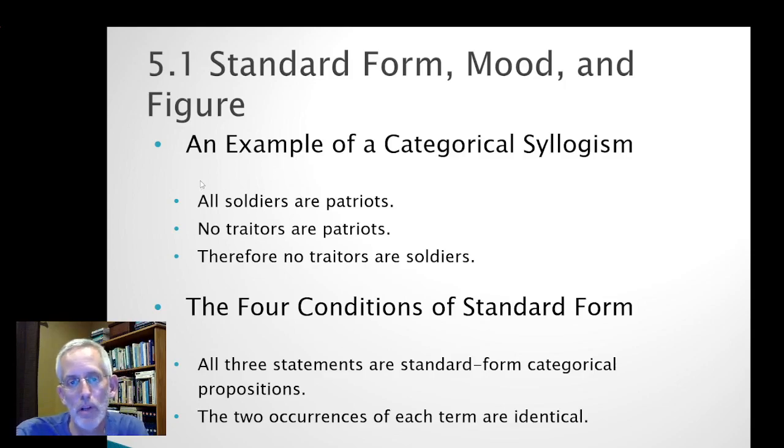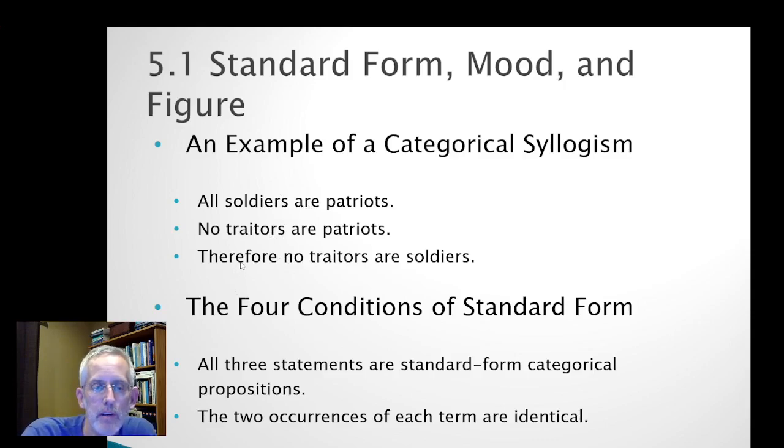Those propositions we learned about in week 6, we're just taking them and arranging them in an argument form that has two premises and one conclusion. So I have an example here of a standard form categorical syllogism. All soldiers are patriots, no traitors are patriots, therefore no traitors are soldiers. The first two statements are the premises, and the last statement is the conclusion.